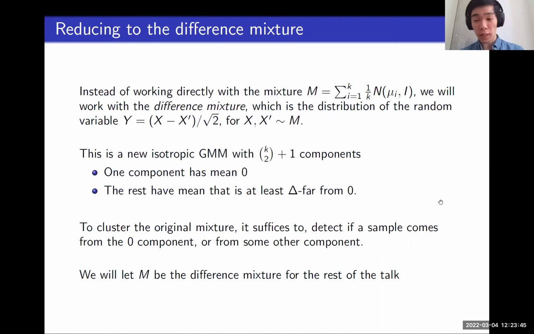With slightly abusive notation, for the rest of the talk we'll work with the difference mixture M. So again, instead of clustering, we're really working with this detection problem: given a sample, we want to detect whether it's from the mean 0 component or from a component with mean bounded away from 0.